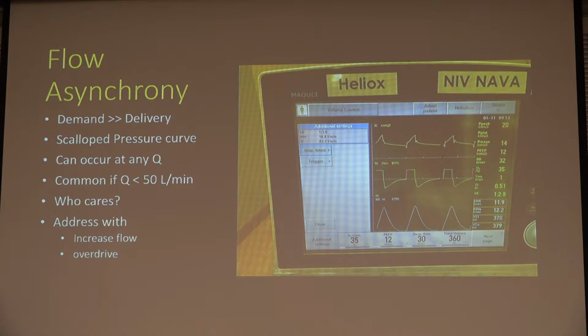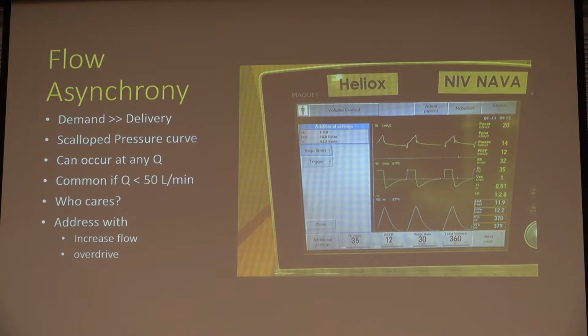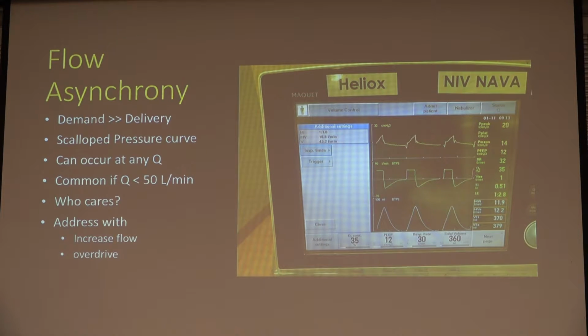Who cares if you have flow asynchrony? Is that a problem? It makes the pictures look different. Does that really matter? I'll get back to that. But in the meantime, if we do care about flow asynchrony, how can we adjust that? Well, we can increase the flow, give them the flow that the patient wants, or we can also do overdrive, increasing the respiratory rate or the tidal volume to make them care less, to decrease their respiratory drive, and therefore they will pull less hard and not have that flow asynchrony.